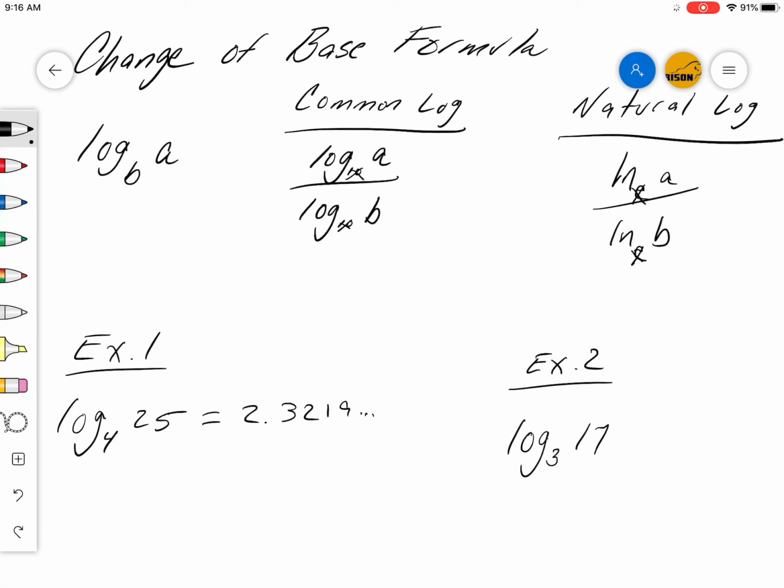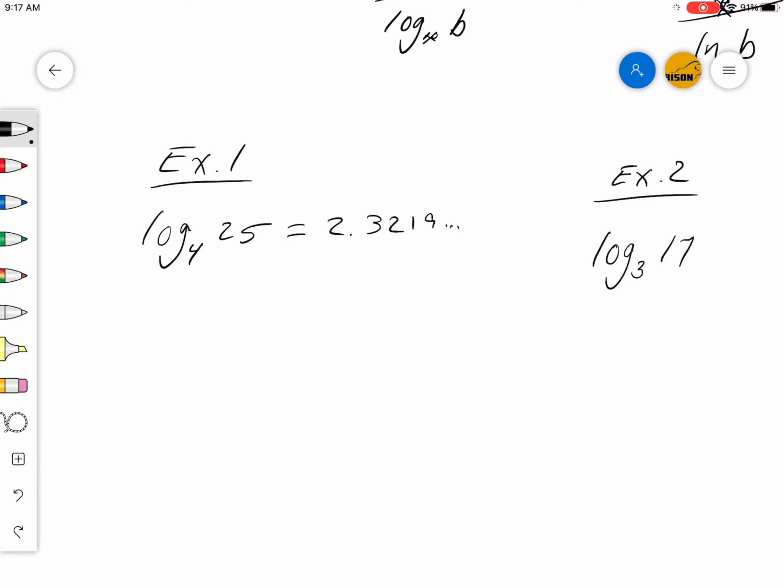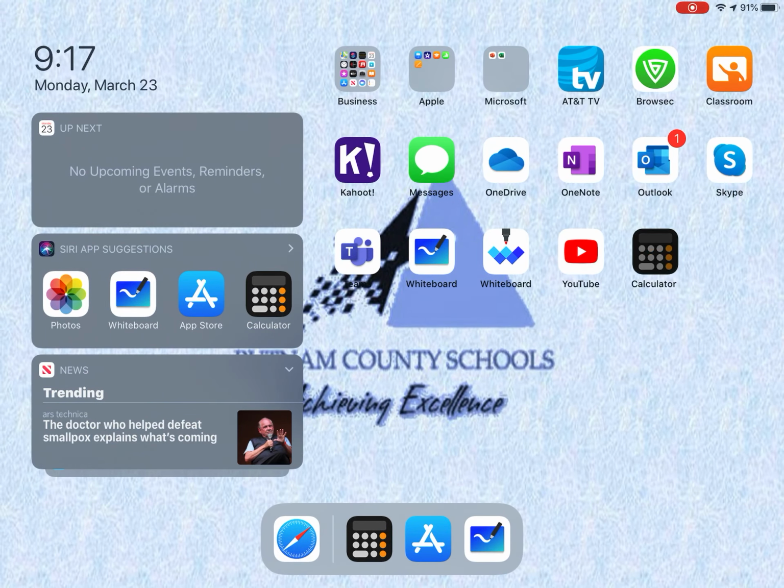Okay, so my only option is to go through this change of base formula. I'm going to use the common log on this one. Like I said, we'll use the natural log on the next one. So all I've got to do is do the common log of the whole size number on top, and then divide that by the common log of the base number on the bottom. Okay, so log of 25 divided by log of 4. All right, I'm going to jump over to the calculator. Remember what we're typing in, log of 25 over log of 4.